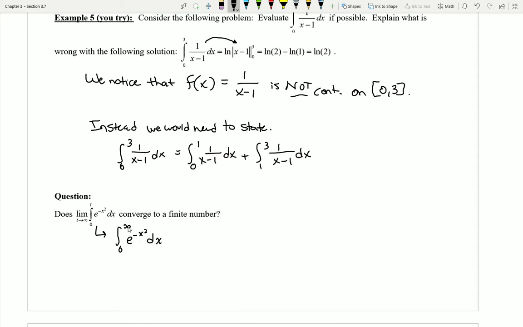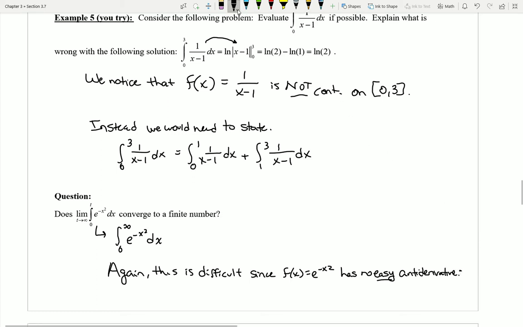Well, notice that's going to be really difficult to determine if I can't find an antiderivative, right? So how am I supposed to do that? Again, I'll just write here that this is difficult since f of x equals e to the negative x squared has no easy antiderivative. That is, no antiderivative that can be written with elementary functions. So yeah, what am I supposed to do with that?